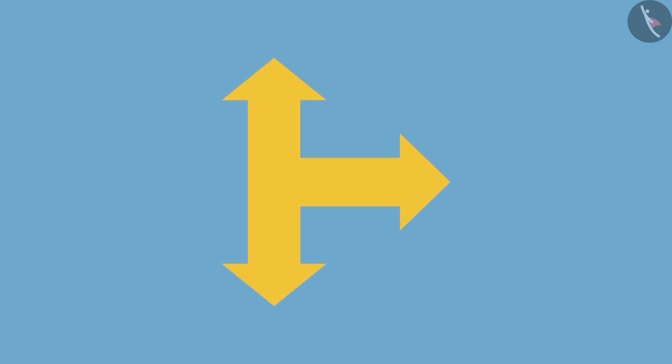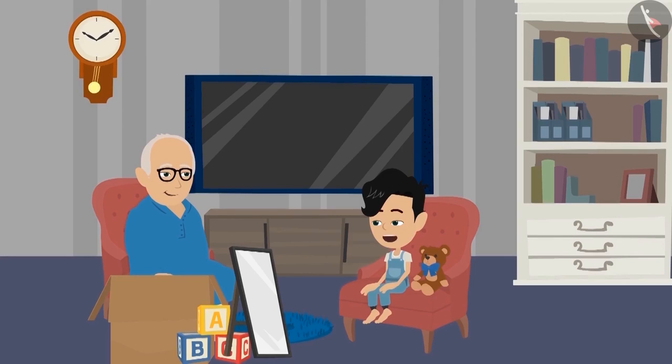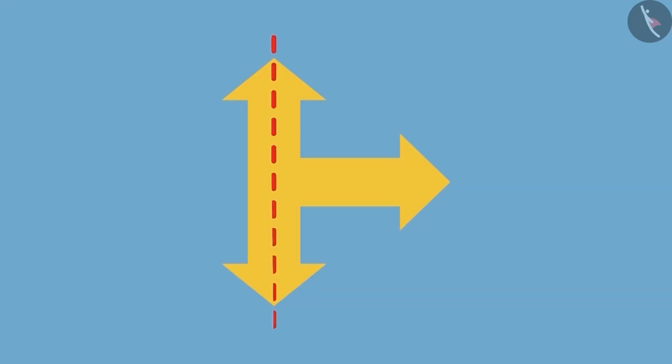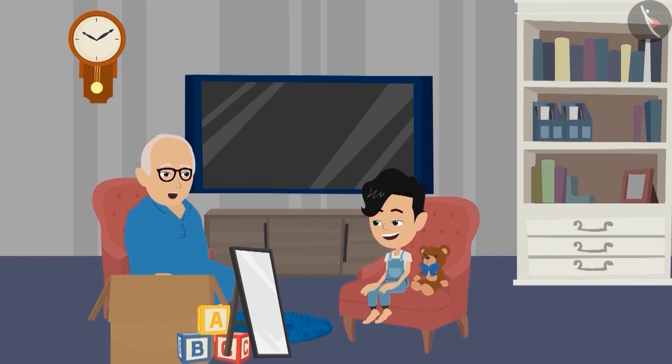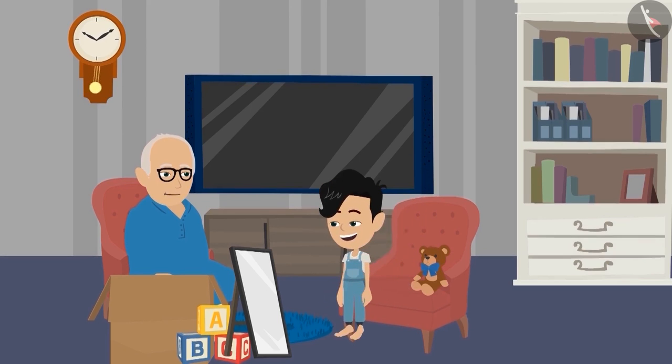By putting the mirror on one half, we can see the whole picture. Dadaji, in this picture, we can draw the dotted line in this way. Okay, Pinku. Now place the mirror in this place and see what is made.